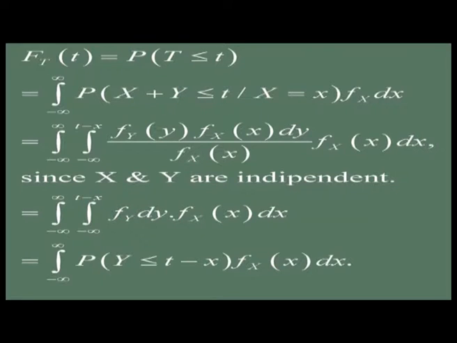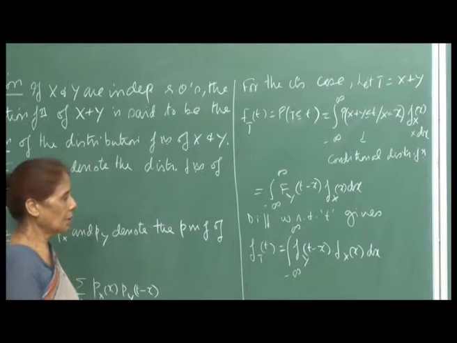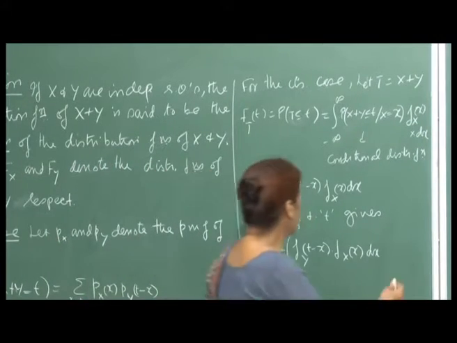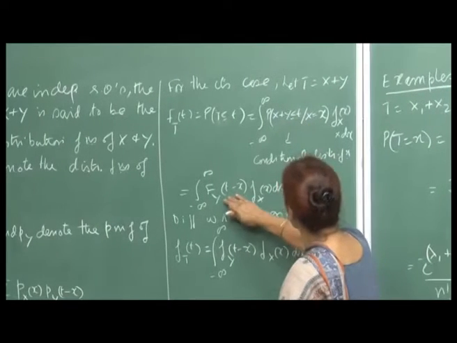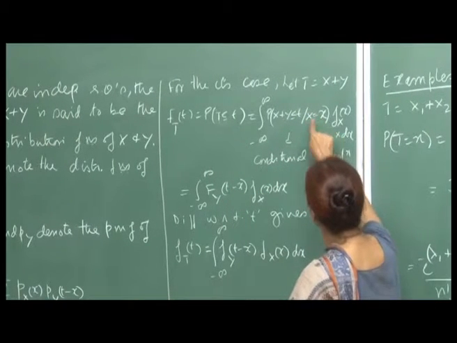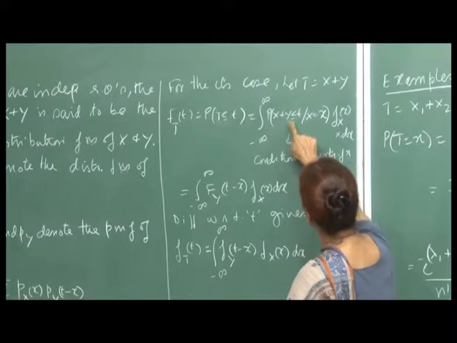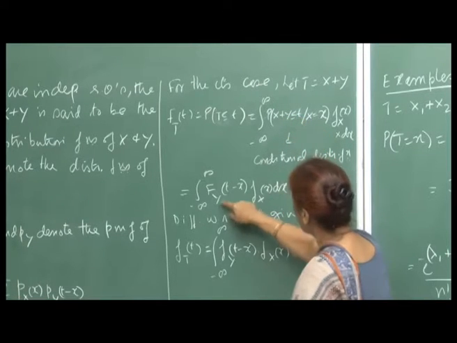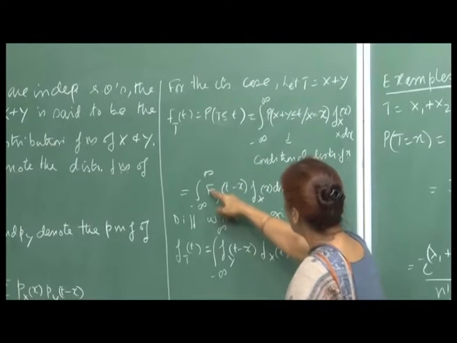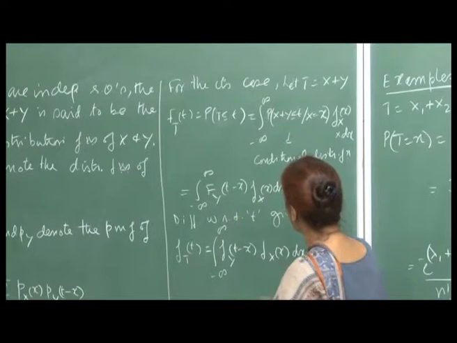So, the whole integral is then from minus infinity to infinity of the probability that y is less than or equal to t minus x, into f_X(x) dx. I hope there is no doubt about going from here to here, because when X is equal to x, your Y will be required to be less than or equal to t minus x, and that is why I have written this probability as capital F_Y(t minus x) into this.